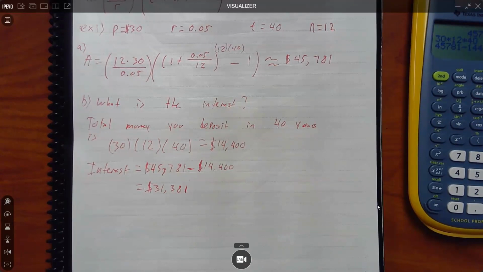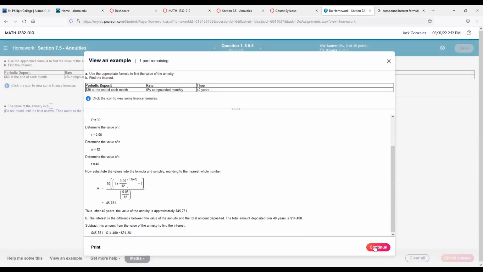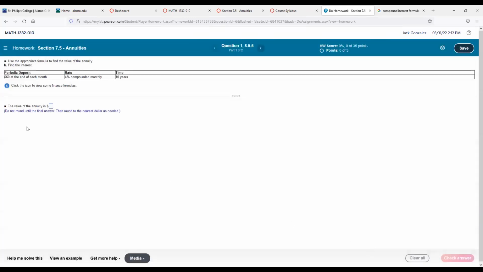Okay. And yeah, that's all you do here. So they subtracted it, found the interest, and that's what number one is going to be about. Okay. So just find the total and then find the interest. Any questions on number one here?